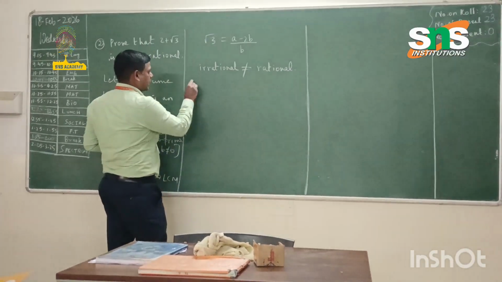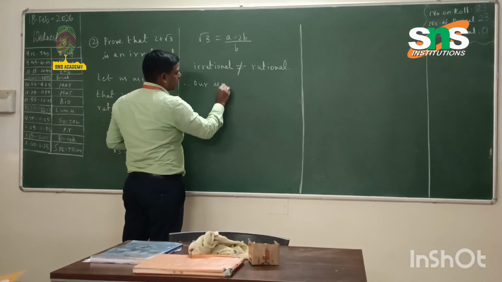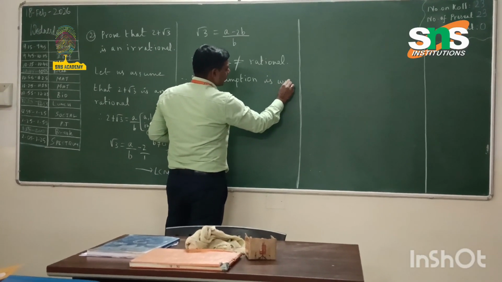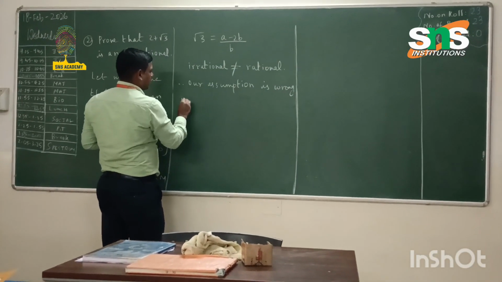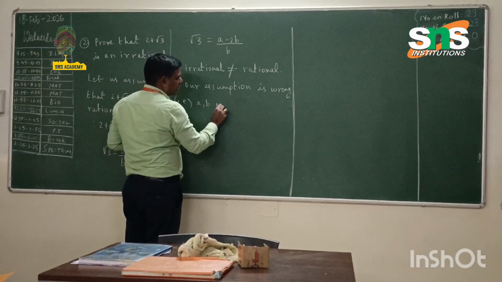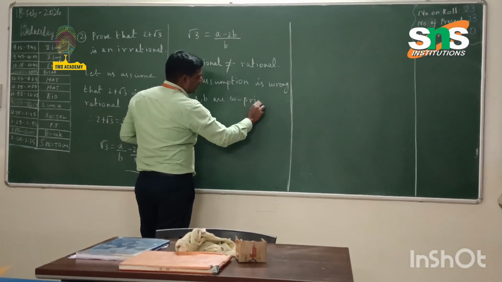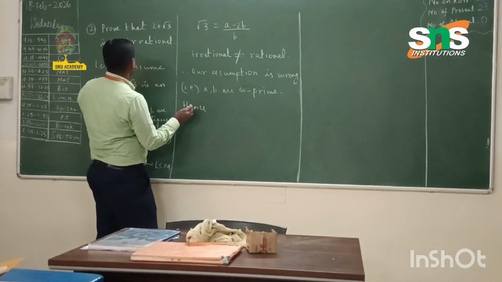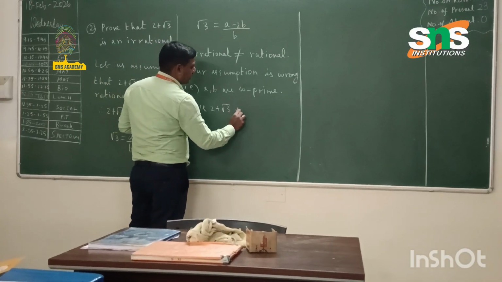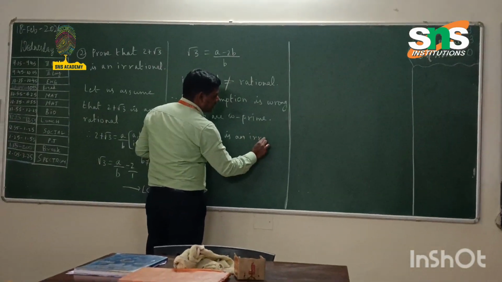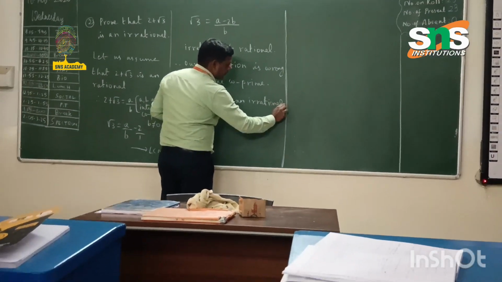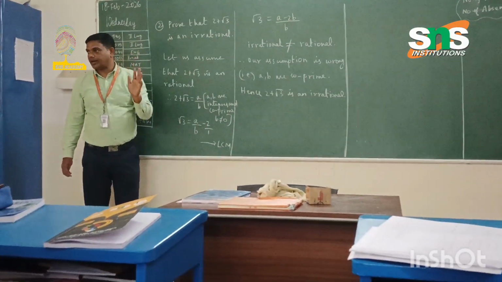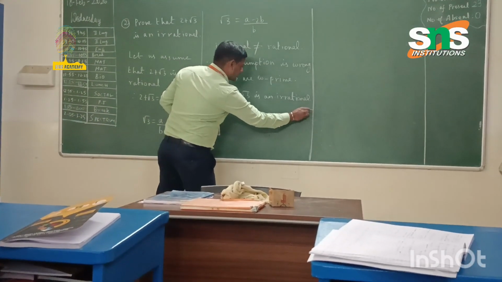So therefore we can say that our assumption is wrong, that is, a, b are co-prime. This sentence you have to write: a, b are co-prime. Hence the question: 2 plus root 3 is an irrational number. Do you have any doubt in this? So it is 2 plus root 3 that we have taken here. You understand? Next sum, based on this.